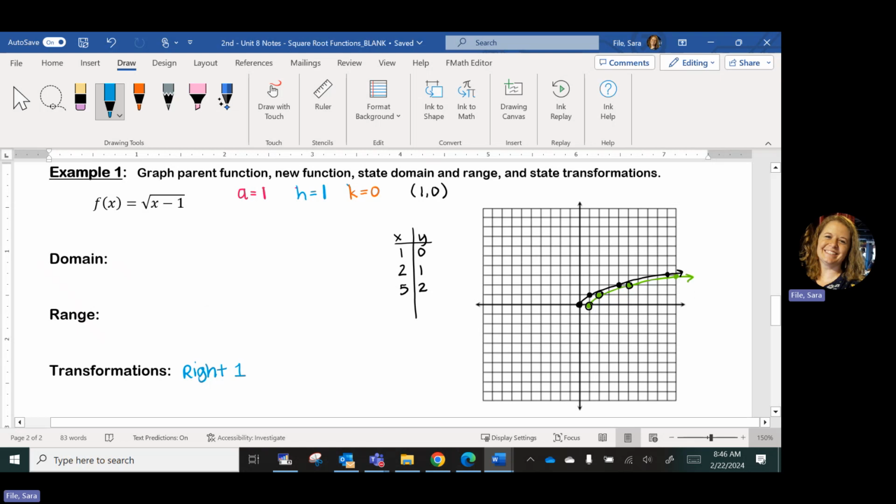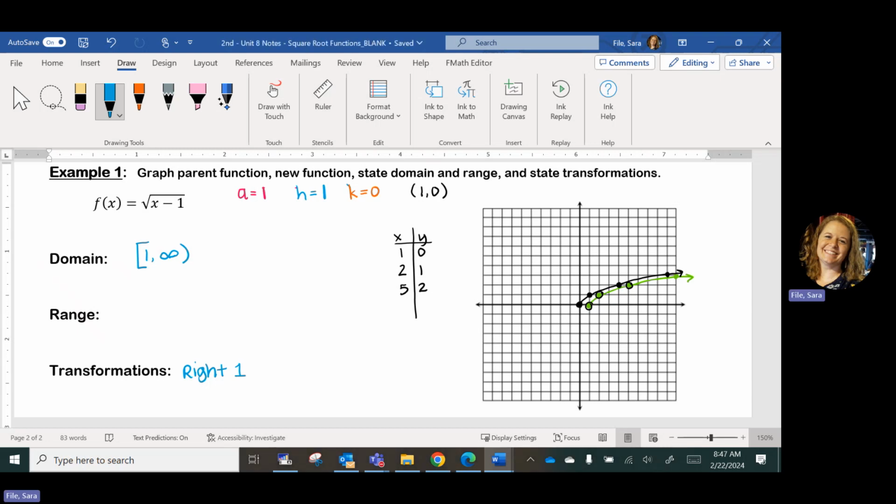So 1 to infinity. So notice that was my h value. My domain was affected by my h. Because my graph was shifted left or right, my domain is going to shift left or right.